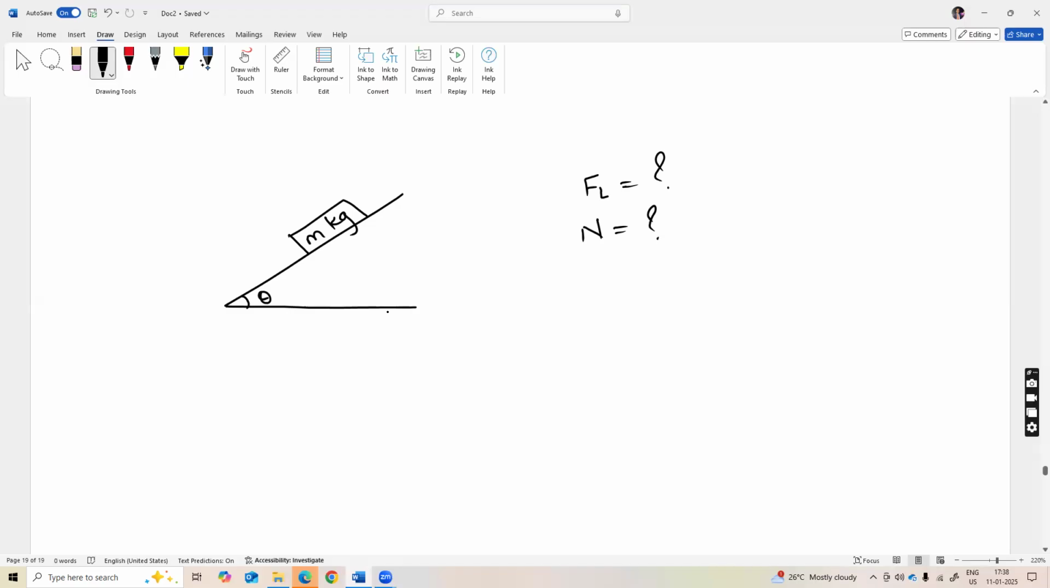Sir, FL I'm not able to find. Limiting friction I'm not able to find. Okay. You know that mu is the coefficient of friction, right? You can always take mu as the coefficient of friction.